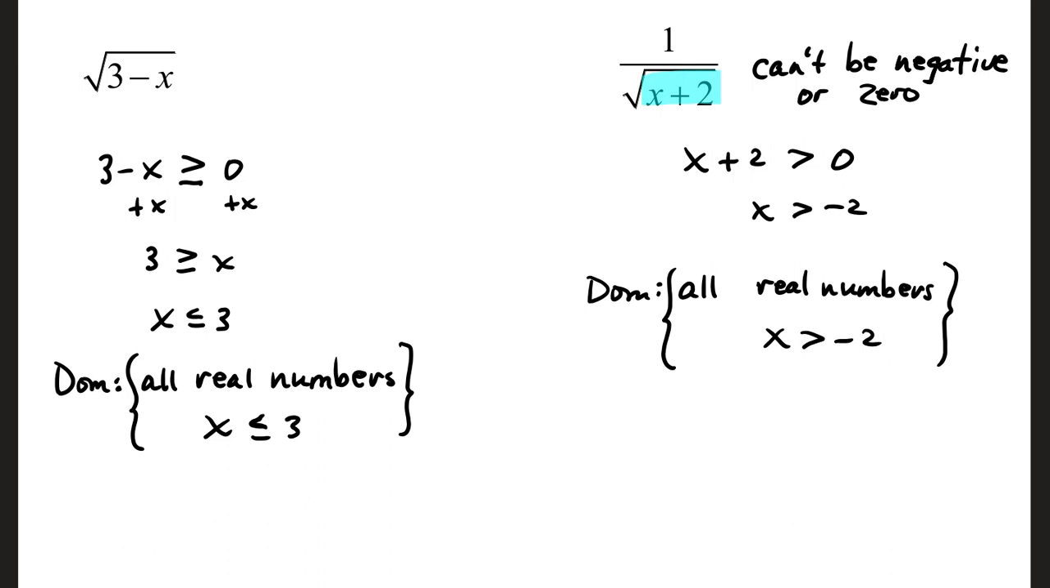In the top right, if you have a square root term but it's in the denominator, then you have to be aware that you can't allow it to be 0. Now, it can't be negative because of the square root, but it can't be 0 either because it's in a denominator. In math, the way to avoid 0 and negatives is to be strictly greater than 0. X plus 2 is strictly greater than 0 when x is greater than -2. And so that's the domain for this term. All real numbers such that x is greater than -2.